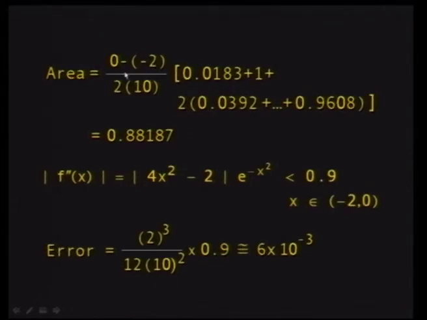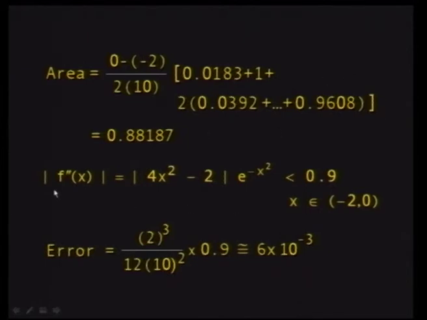This is b minus a, this is 0 minus -2, divided by 10. This is h, the base of each subdivision. Divided by 2, this is h by 2, times the first height plus the last height plus twice the ones in between, and this is the approximate area that you should have.